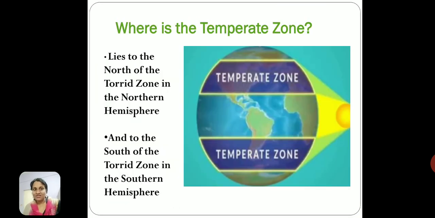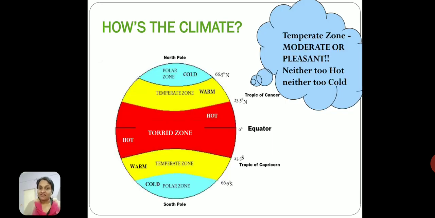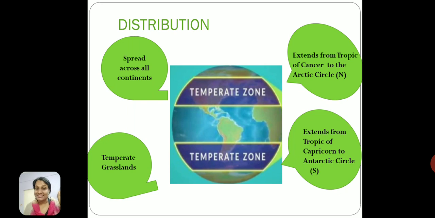Okay, today we saw that the temperate zone lies between 23.5 degrees north and 66.5 degrees north, that is the Tropic of Cancer and the Arctic Circle, in the northern hemisphere. In the southern hemisphere, it's between 23.5 degrees south and 66.5 degrees south, that is between the Tropic of Capricorn and the Antarctic Circle. Then we also saw that you will find these grasslands across all continents. It's not restricted to one or two continents. You find them in all the continents.